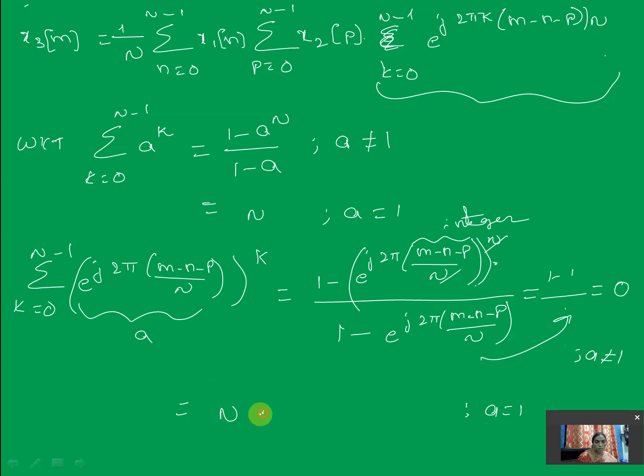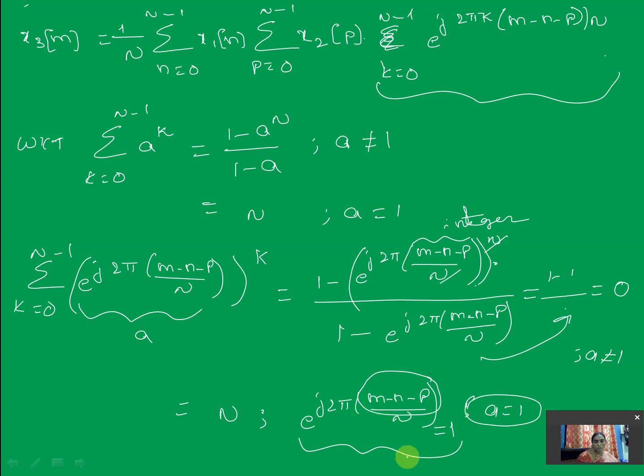But if a is equal to 1, the value is 1. a equal to 1 means e power j2π (m minus n minus p) by N should be equal to 1. It is equal to 1 if and only if m minus n minus p is an integer multiple of N. So I am writing here that m minus n minus p is an integer multiple of N.